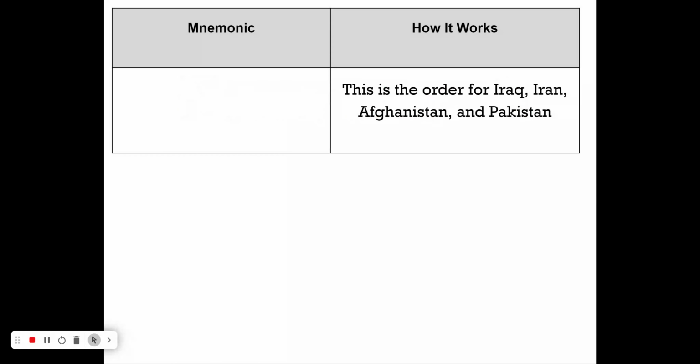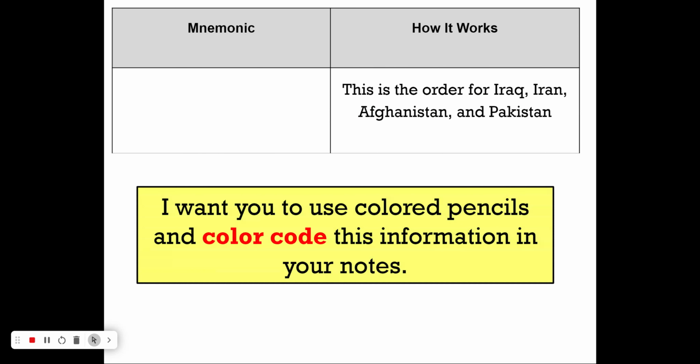So our first map mnemonic is for our modern map, and it is for the order of Iraq, Iran, Afghanistan, and Pakistan. For this map mnemonic, I'm going to ask that you grab some color pencils and color coordinate the information that you see coming up now. So our map mnemonic for the order of Iraq, Iran, Afghanistan, and Pakistan is a memory rhyme. And it goes like this. It is Iraq, Iran, all the way to Pakistan. In your notes, please color coordinate it like you see in this video.